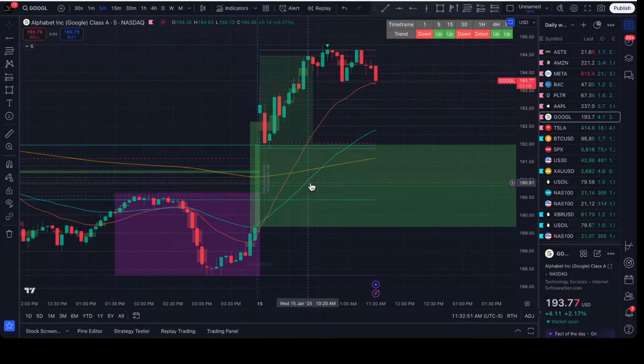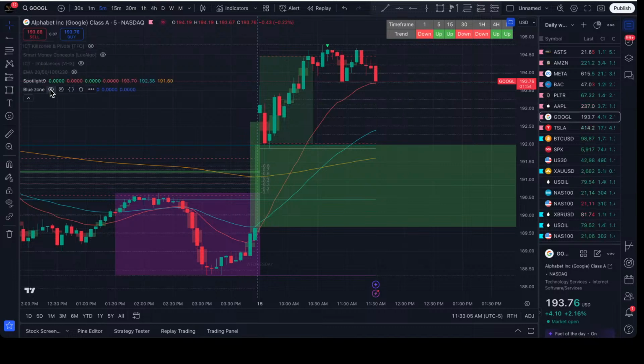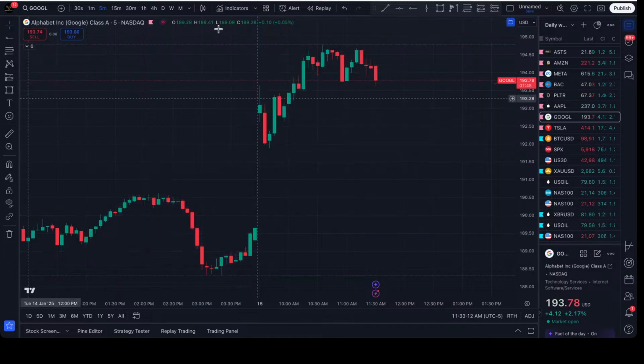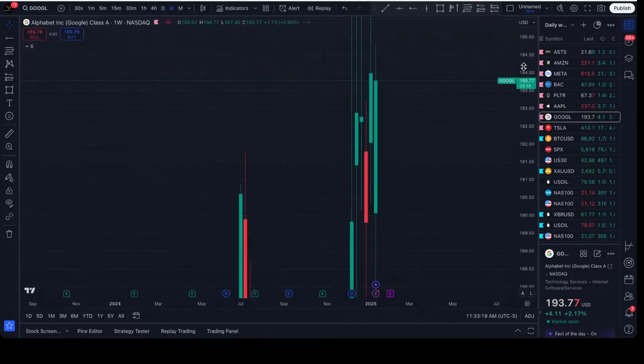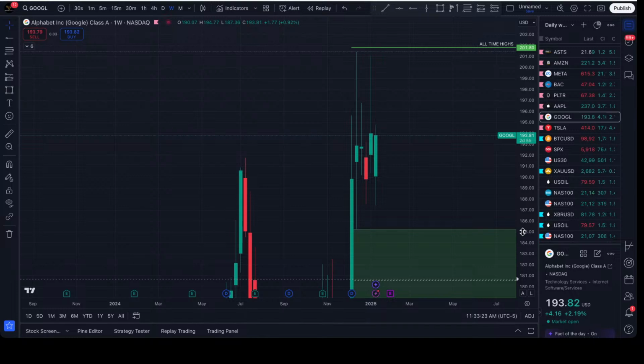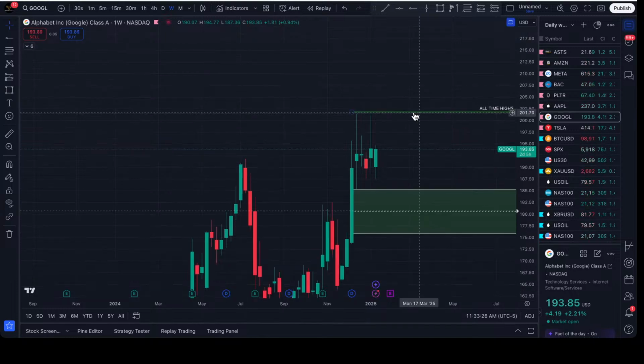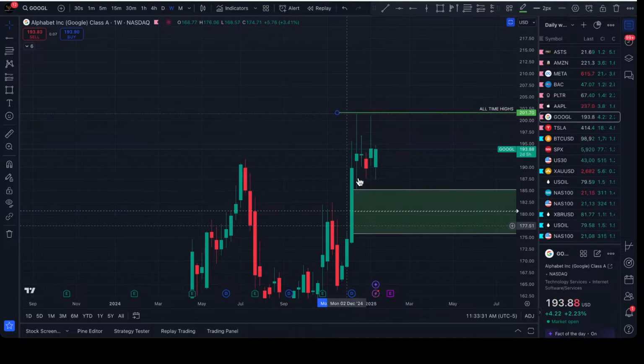This is just us walking over pretty much the top-down analysis of how to take a look at these bigger stocks. Turning off the spotlight strategy. Let's go up to the daily. And we start at the weekly, actually. So you want to take a look at the weekly time frame. Mark out the all-time highs of Google. And there's your first fair value gap. There's your first weekly fair value gap.